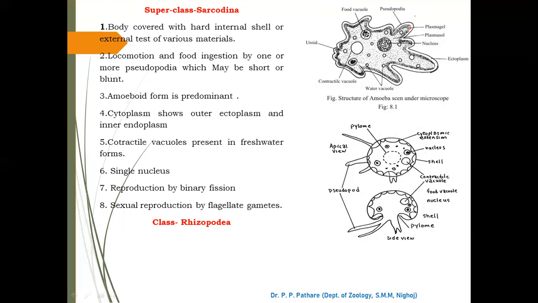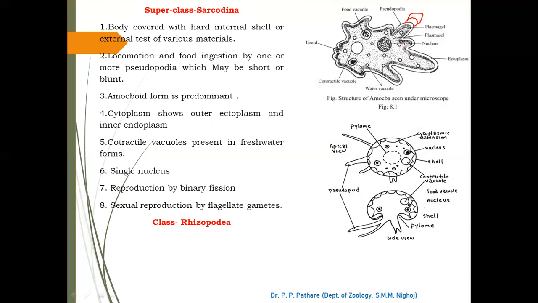So the amoeba will try to go near the particular food material. Now this will come in this portion, and then again go near the particular food material and absorb it by using this pseudopodia. This will again vary as per the age and environment. The pseudopodia are of different sizes, that is short or blunt.